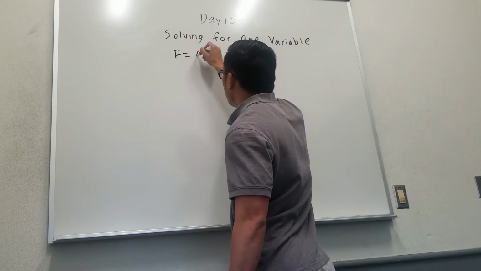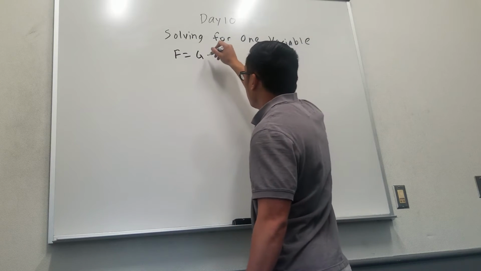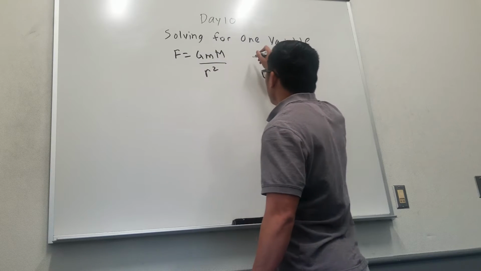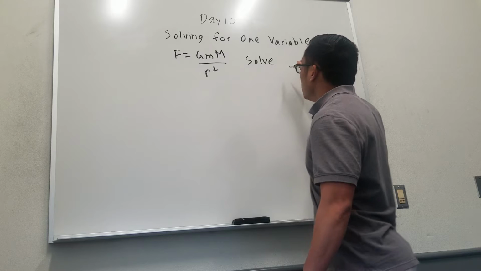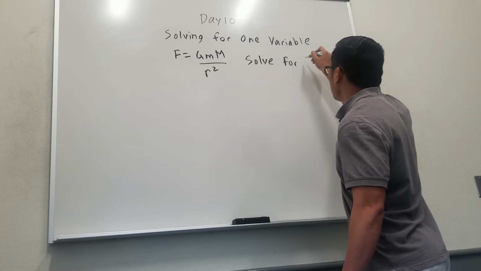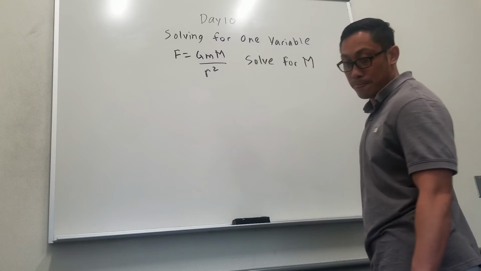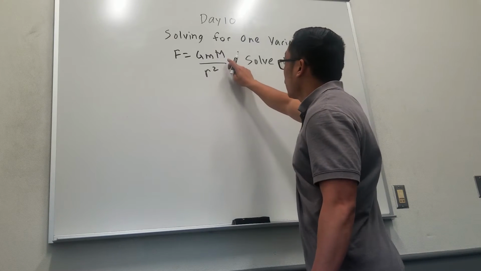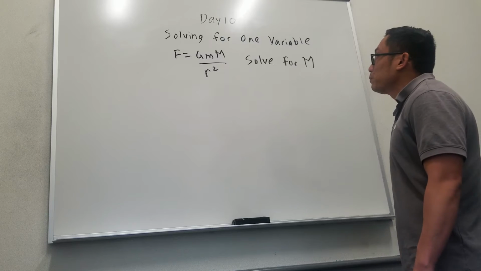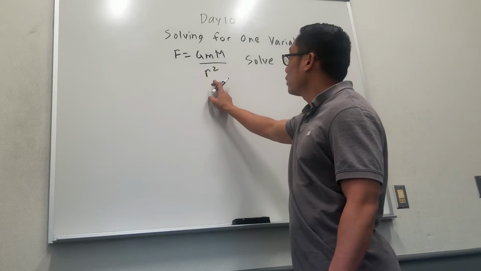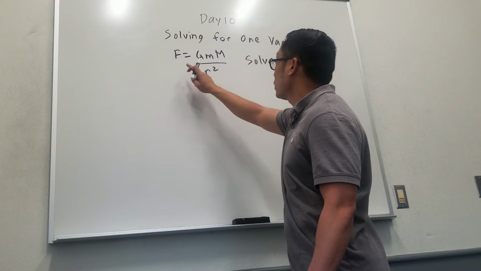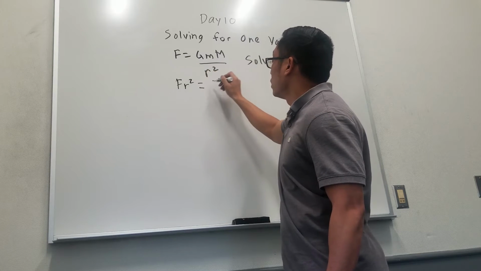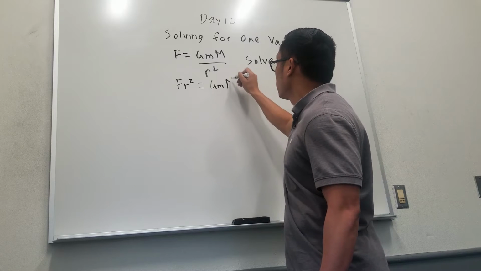F is equal to G, little m, big M over R squared. Solve for M. So solve for big M. Okay, so how do I solve for M? Basically what I want is M by itself. So how do I do that? One way is to get rid of the fraction, so multiply everything by R squared. If I do that, this will go away, so this will just be FR squared. This will be GM over M.